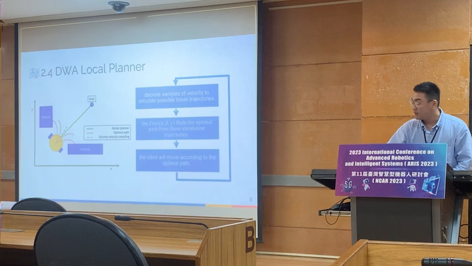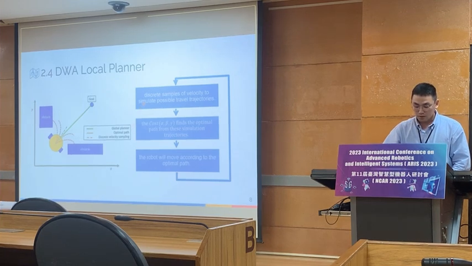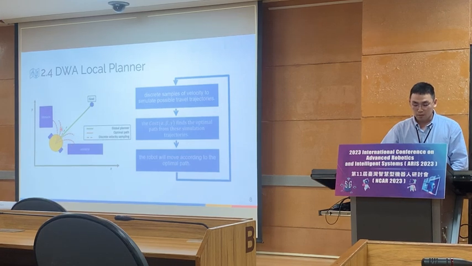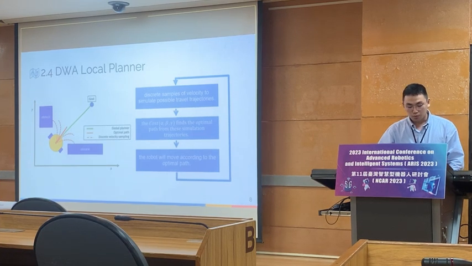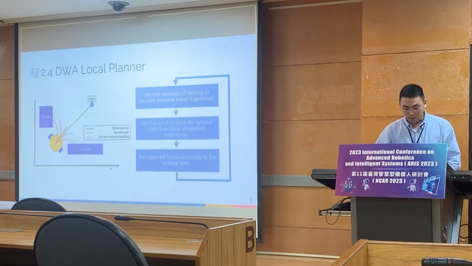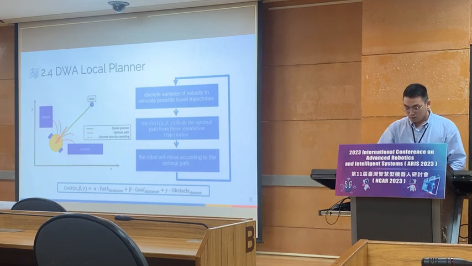2.4 DWA local planner. DWA samples velocities to simulate possible travel trajectories, and then uses a cost function to find the optimal path from these simulated trajectories. So the robot will move according to the optimal path. The calculation of the cost function is the key in this process. It evaluates the distance between the path, goal, and the obstacle, so it can select the optimal trajectory.